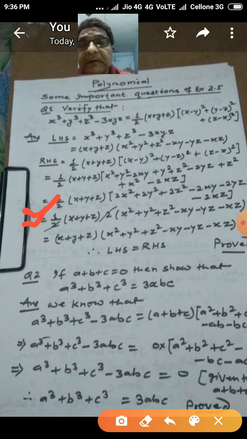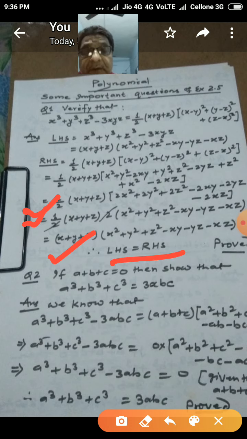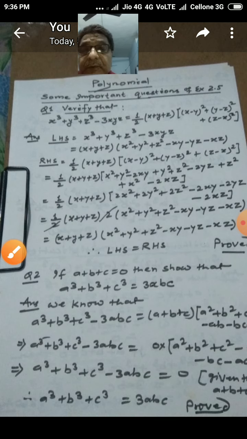So 2 cancels out, and now we have the result x plus y plus z into x square plus y square plus z square minus xy minus yz minus xz. This is the solution of the RHS part. Now we compare the LHS result and RHS result, which are equal. So hence we write LHS equal to RHS, and hence it is proved, because we have to prove this.